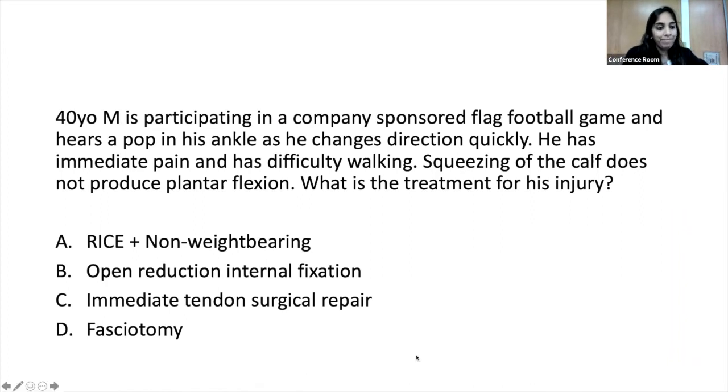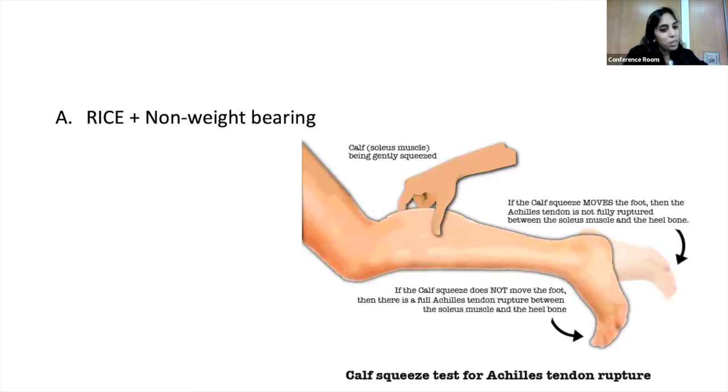A, B, C, D. Yep. So this is a classic story of Achilles tendon rupture with the positive Thompson test that we talked about.